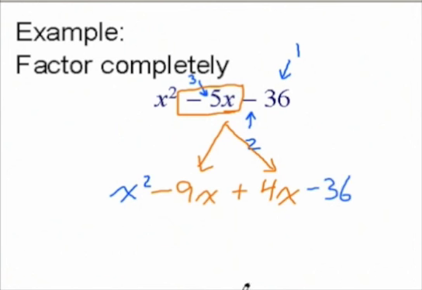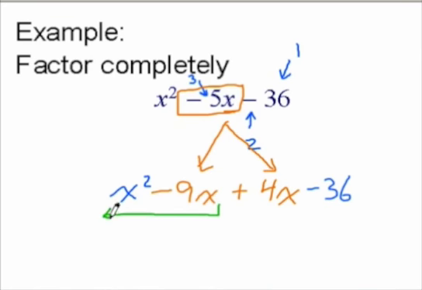So basically I've taken the polynomial and expanded it out away from the -5x into these two components, -9x and +4x. So I haven't really changed anything. It's still equal, it just looks a little different. But now we have 4 terms, and we can use that technique of grouping and factoring.